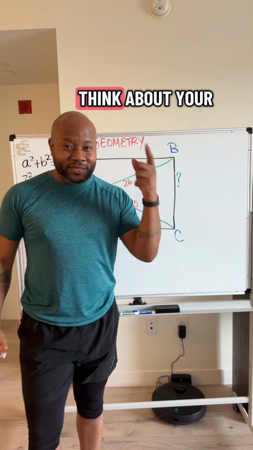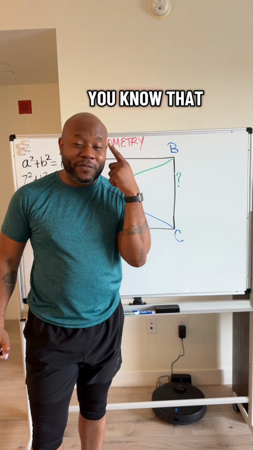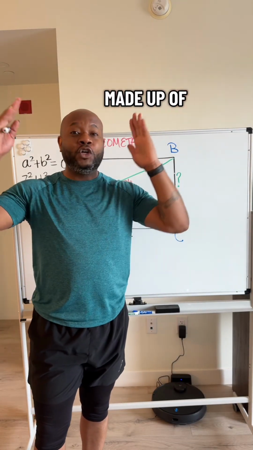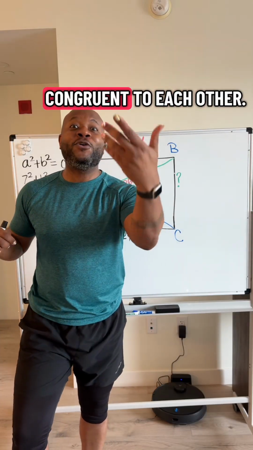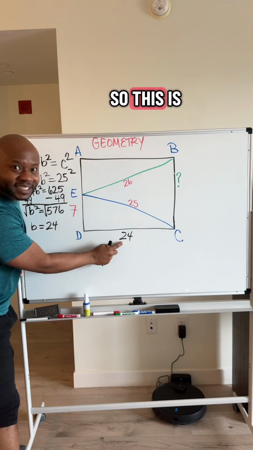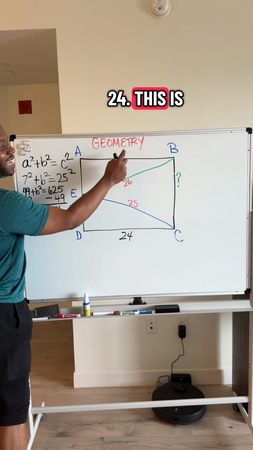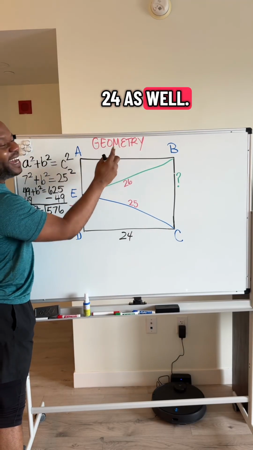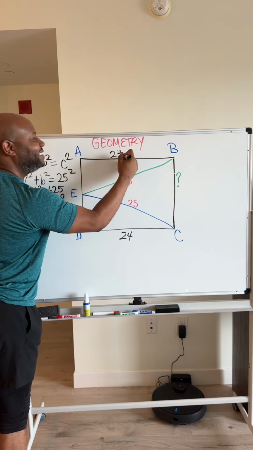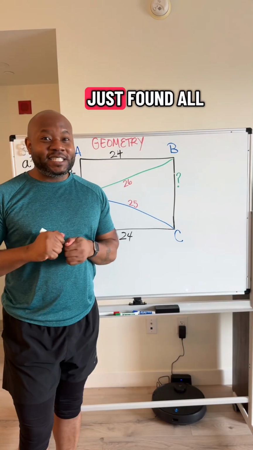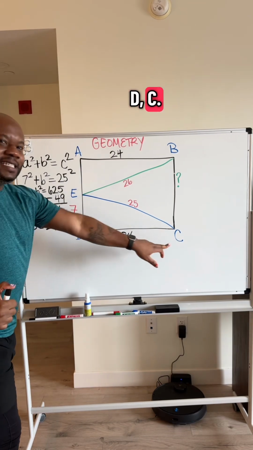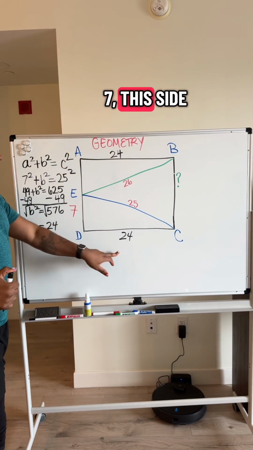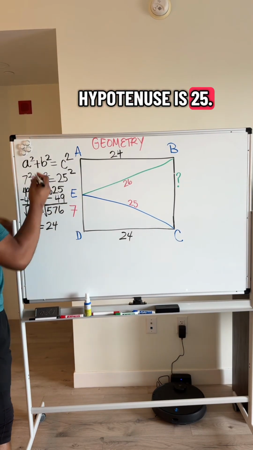24. Now, if you think about your knowledge of rectangles, you know that a rectangle is made up of 2 sets of parallel lines that are also congruent to each other. So this is 24. This is 24 as well. You're so good at this. We just found all of the sides of triangle EDC. This side is 7, this side is 24, the hypotenuse is 25.